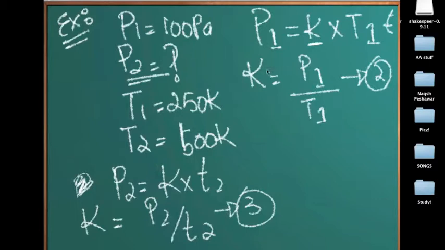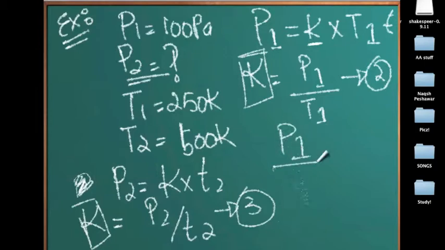Now you can see that since this K and this K are both the same thing, you can just substitute the value of K here, which is P1 divided by T1 over here. So this would become P1 divided by T1 is equals to P2 divided by T2.